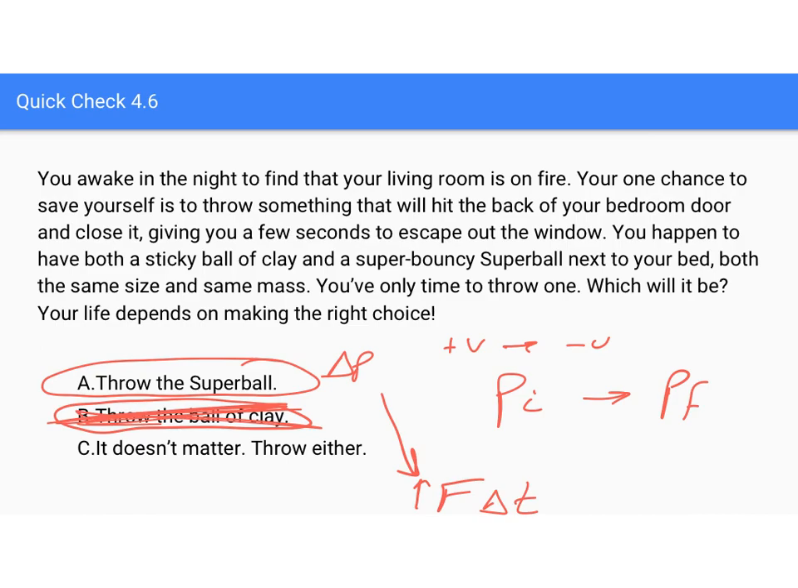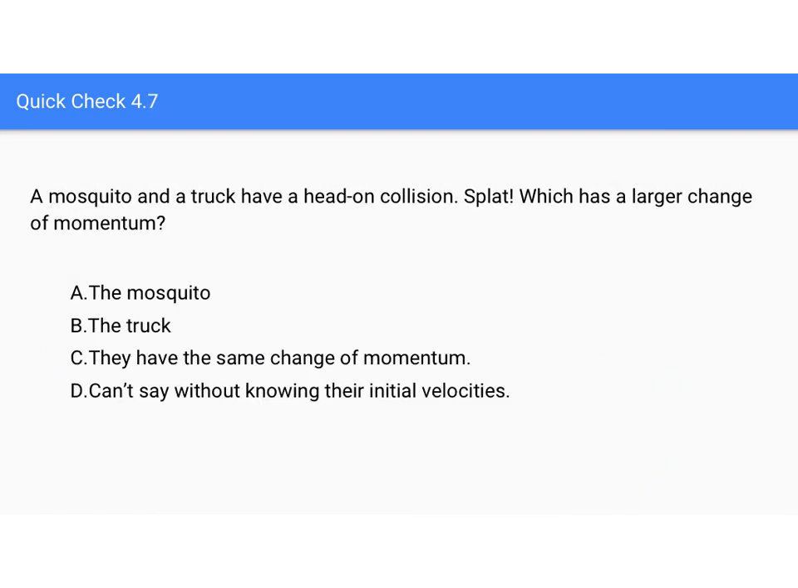And hopefully, if you remind me, I will show you a demo in class that will actually confirm this choice. All right, a mosquito and a truck have a head-on collision, splat. Which has the larger change in momentum? I'll give you a second to think about it.